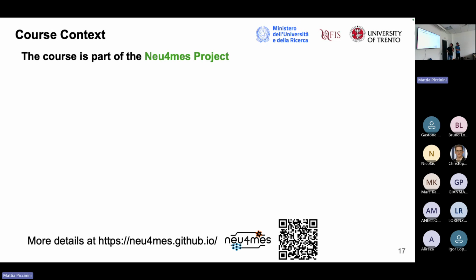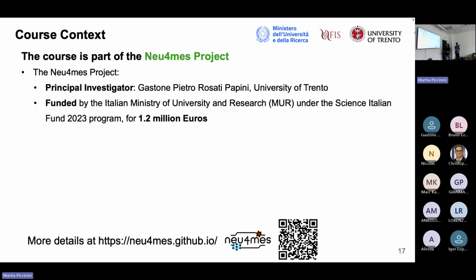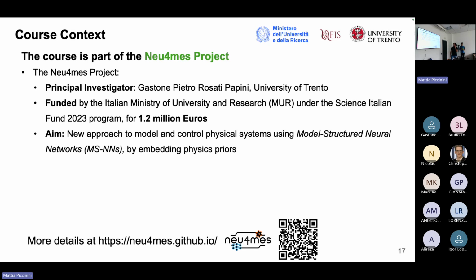So the course is part of the Now for Mass project, a project where I'm the principal investigator. The project is funded by the Italian Ministry of the University and Research, MUR, under the Italian Science Fund of 2023, for 1 million euro. The main aim of the project is to embed the physical knowledge inside the network.